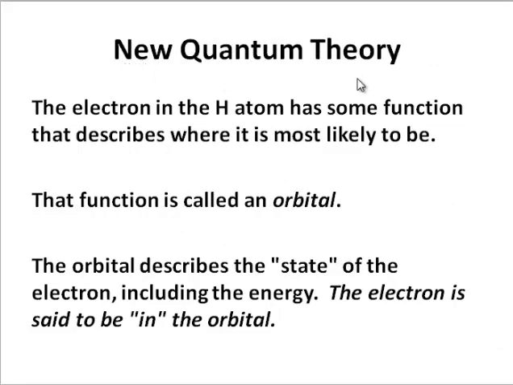According to this new theory, the electron in a hydrogen atom has some function that describes where it's most likely to be. That function is called an orbital, from the orbits and its similarity to orbits that we looked at in the last lecture. The orbital describes the quote-unquote state of the electron, including the energy. The electron is said to be in the orbital.